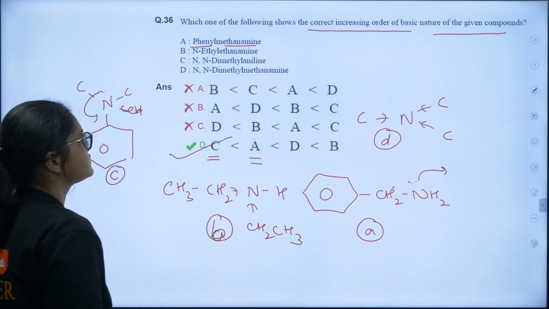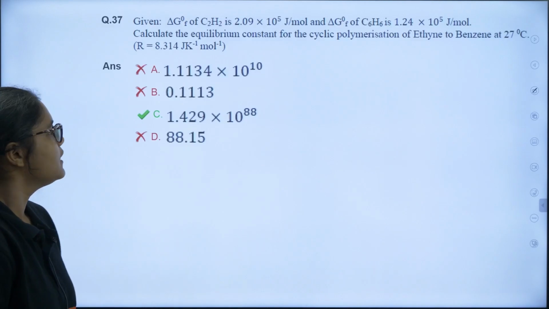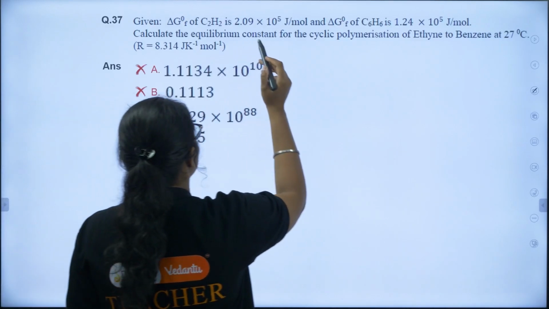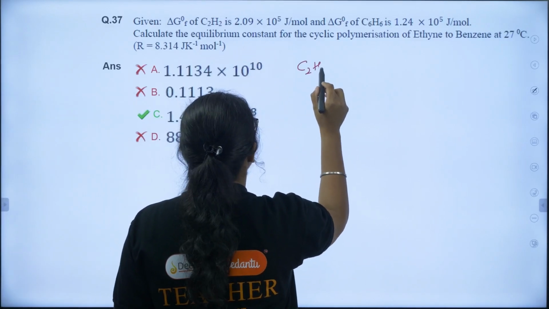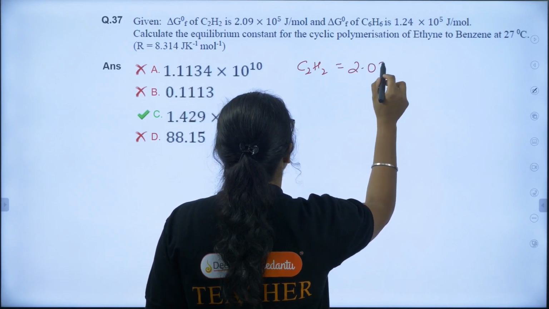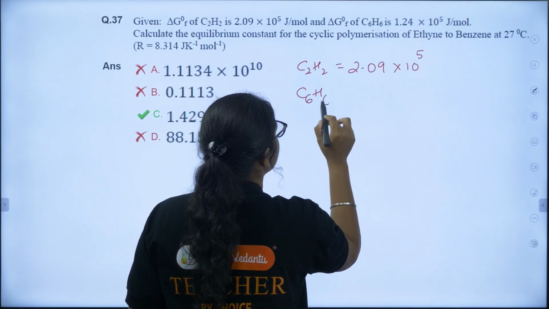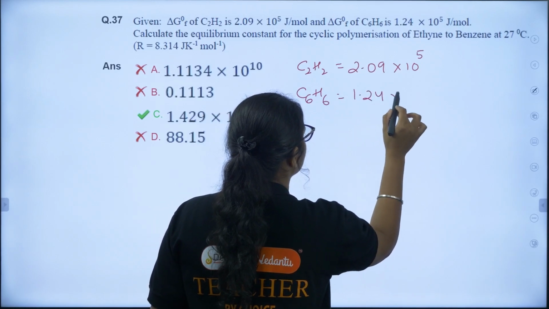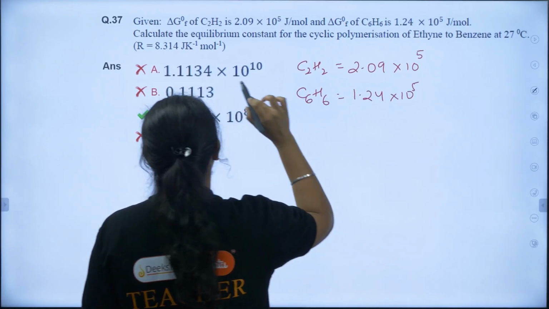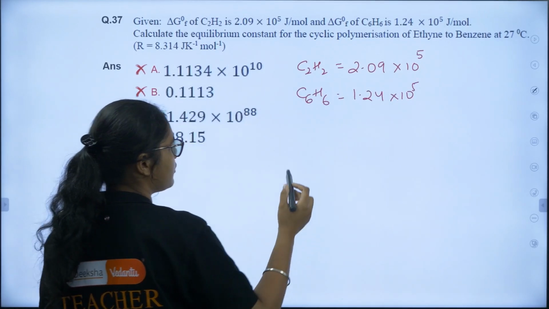Okay, so the correct answer for this question is option number D. Okay, next one: delta G f of formation of C2H2 is 2.09 into 10 to the power of 5, and for C6H6 it is 1.24 into 10 to the power of 5. And you have to calculate the equilibrium constant for the cyclic polymerization.